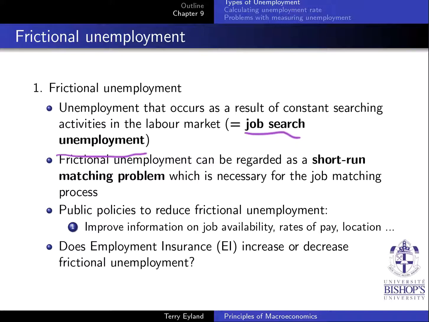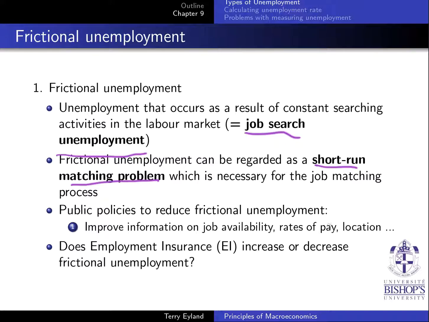If you lose your job, you're not necessarily going to find the first job. So it doesn't mean that if you don't find a job immediately that there are no jobs out there. What it means is that you're not really finding that match. So it's really a matching problem. So we want to find a way to find that match as quickly as possible. Public policies that improve this try to improve information on job availability, rates of pay, locations, so that you're not looking so long for something that just doesn't exist or isn't out there, or you're asking for too much.